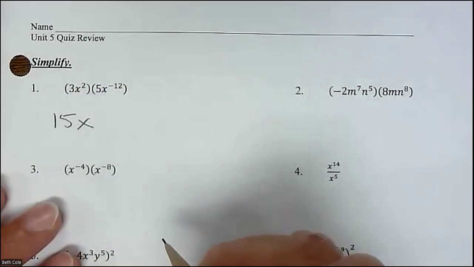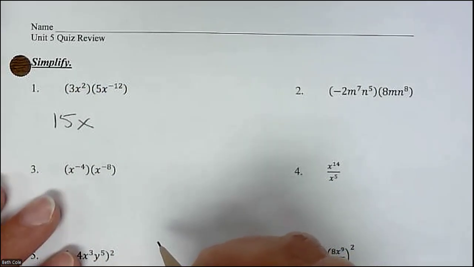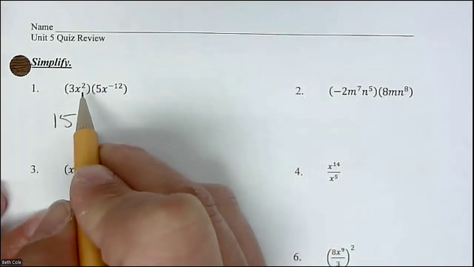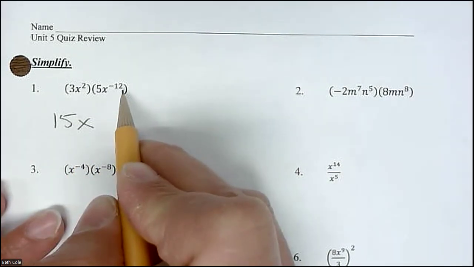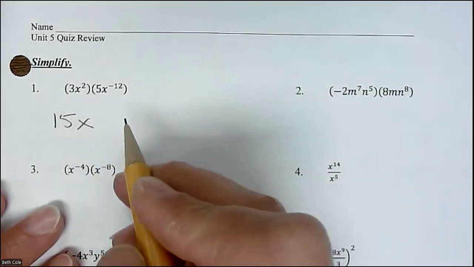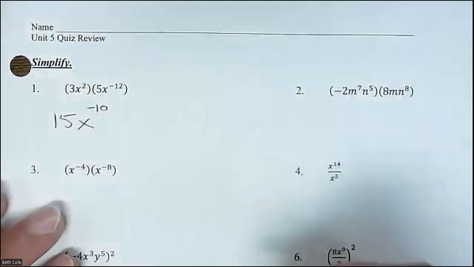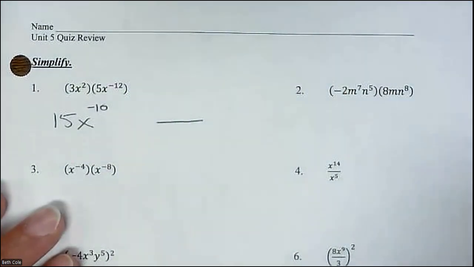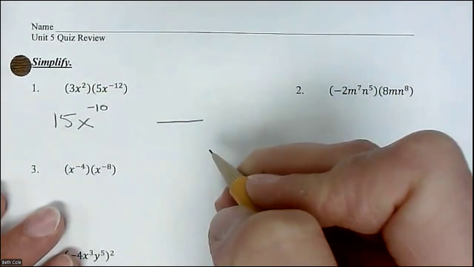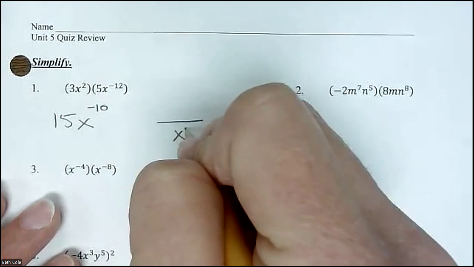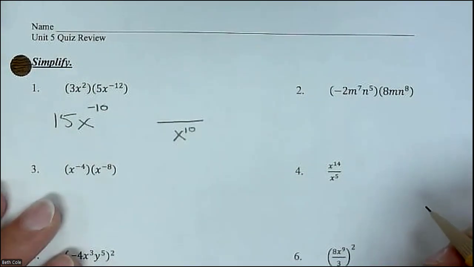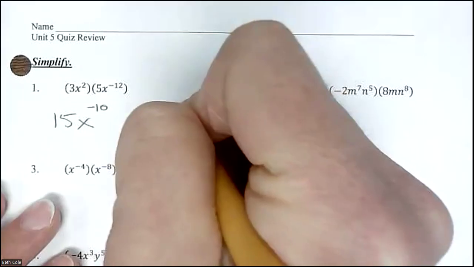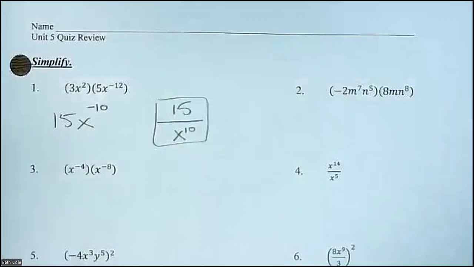Now, when you multiply, you add your exponents. It was the first rule we did. So 2 plus negative 12. Good job. Perfect. Put the divider. Which part goes to the bottom? The x. Good. The x to the 10th goes on the bottom. It's a traitor because it's negative. The 15 just stays where it is. Good job, guys.